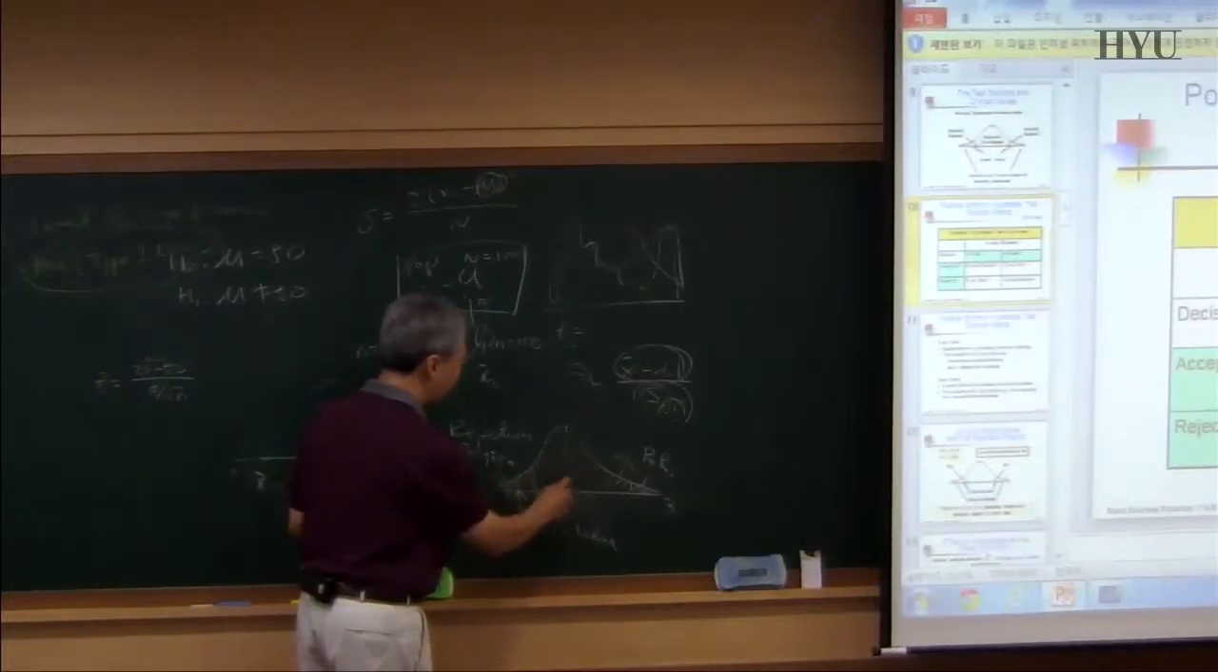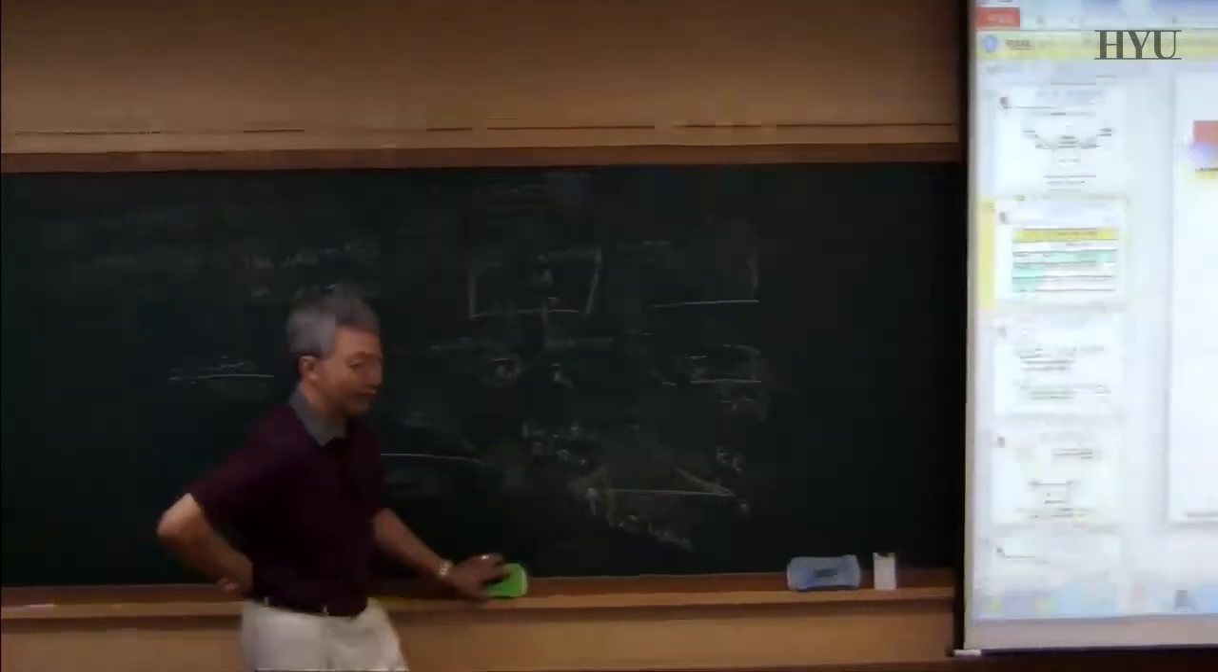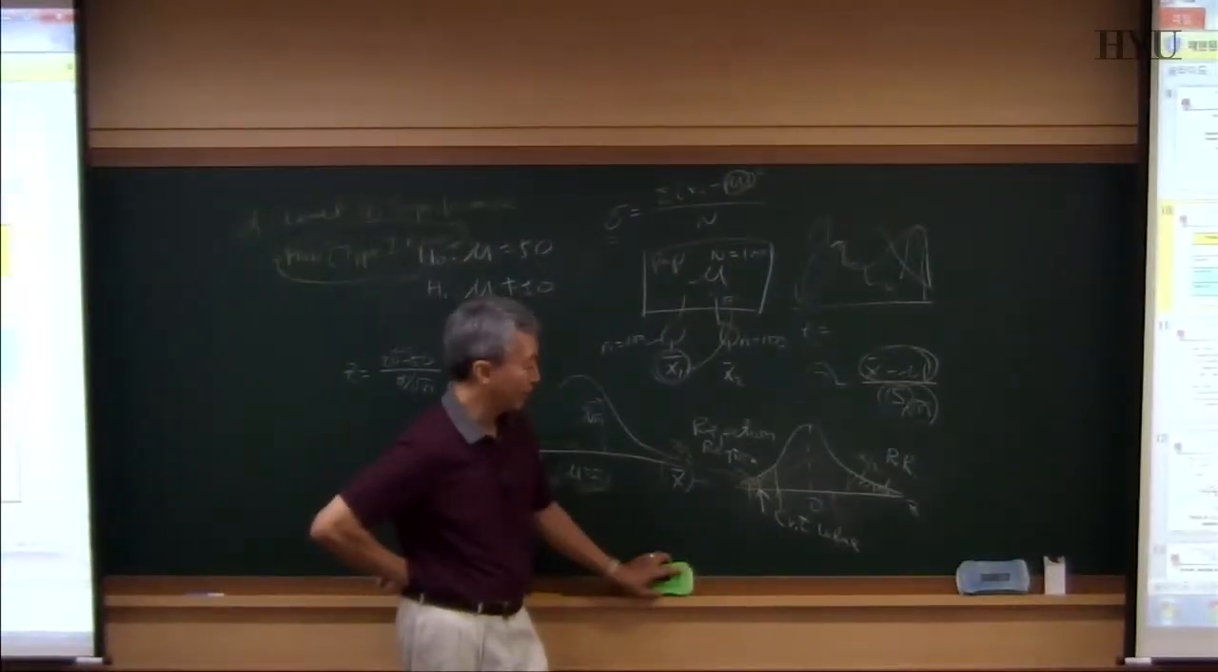Well, this is a non-rejection region. So if your test statistic falls there, then your conclusion should be what? Do not reject. What can we accept? Sorry. Why can't we accept the null hypothesis? There is still a chance to make a type 2 error.